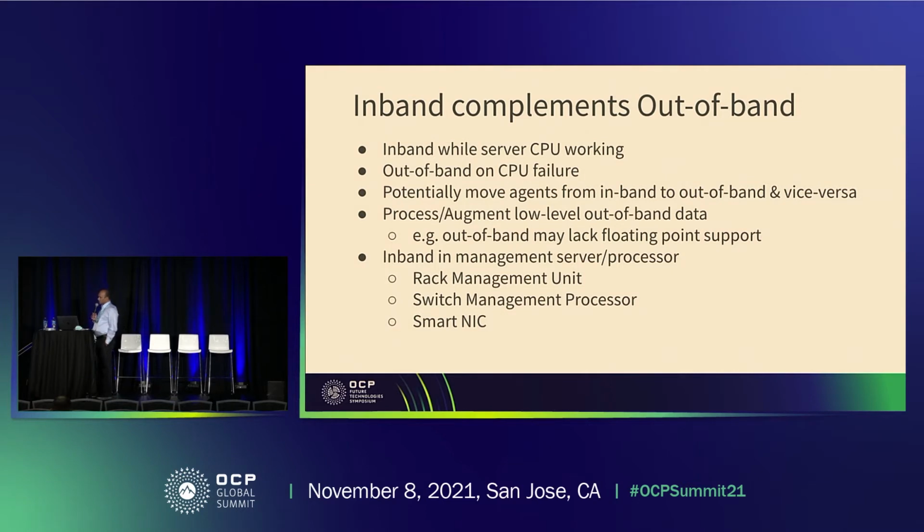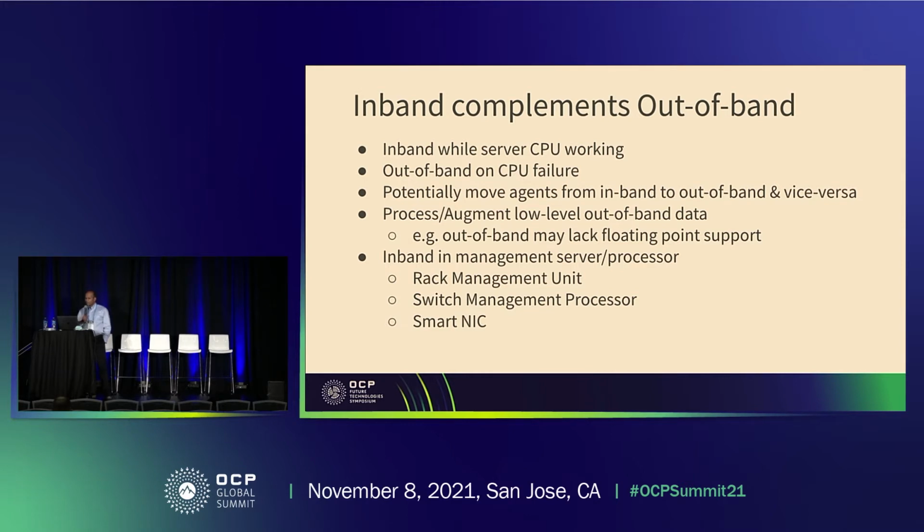So it's not just that it's either in-band or out-of-band. In-band can complement out-of-band, right? In the cases where your server CPU is fully functioning, you can use in-band, and whenever there's a failure, you can switch over to out-of-band. We should also potentially move agents from in-band to out-of-band and vice versa. There could also be some data that is collected out-of-band but not fully processed, so the in-band agent can process this data and augment it. An example is if you have a limited microcontroller that doesn't have floating point operation, it may just give you raw bits of data that can be processed in-band.